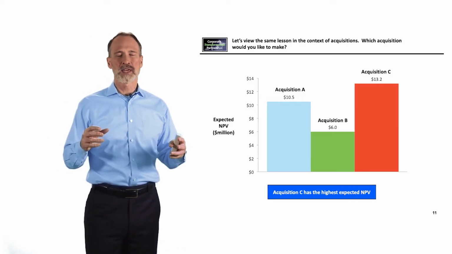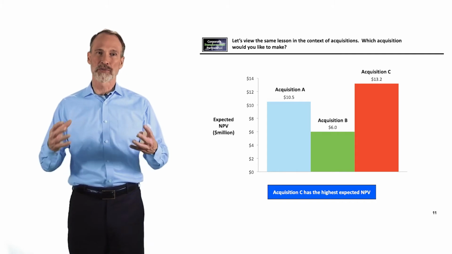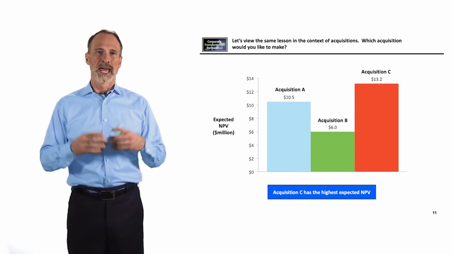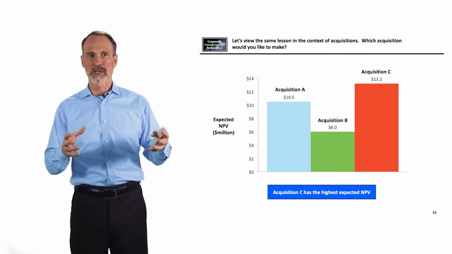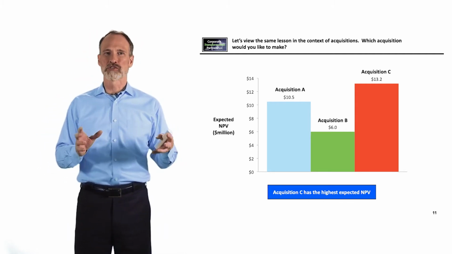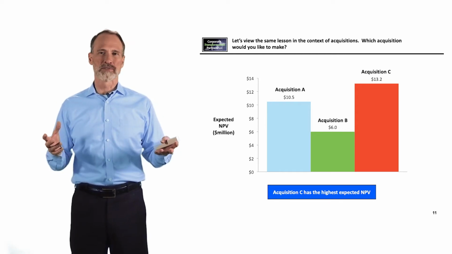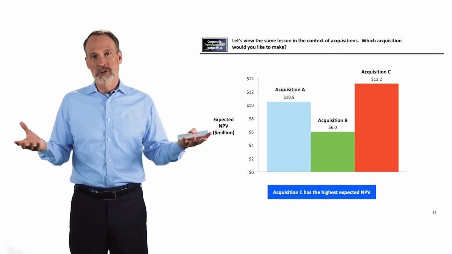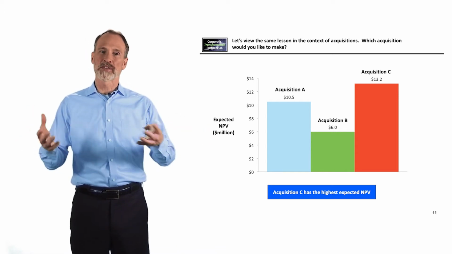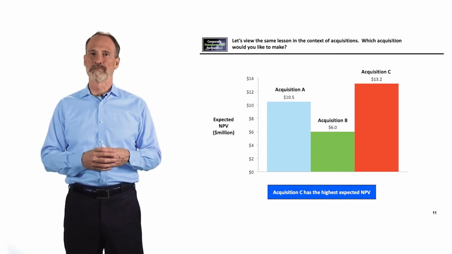So let's say you've done a really good discounted cash flow, DCF analysis, of 3 acquisition opportunities. Acquisition A gives you $10.5 million, acquisition B has a net present value of $6 million, and acquisition C gives you $13.2 million. Given this amount of information only, pretty clear that acquisition C has the highest expected value, so you'd definitely be tempted to invest in that one.